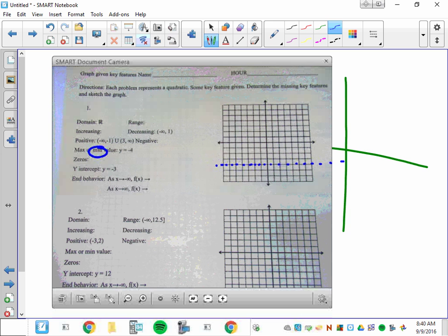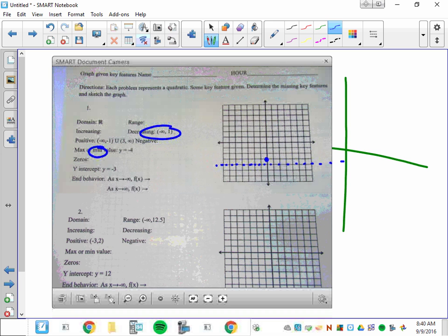Okay, y-intercept at negative 3, so I can just go ahead and graph that. There's my y-intercept. Okay, what else? Ooh, what does that tell me? Decreasing from negative infinity to 1. What does this tell me about the graph? Yes. That's where it changes from down to up. So x equals 1 must be part of the minimum. Do you guys get that?